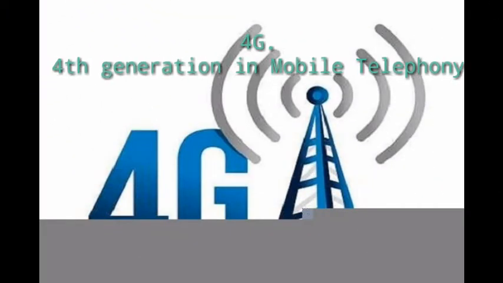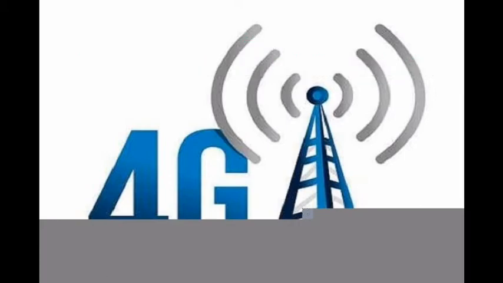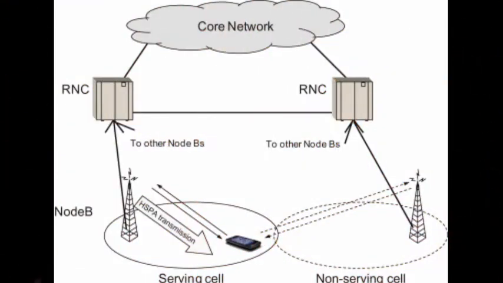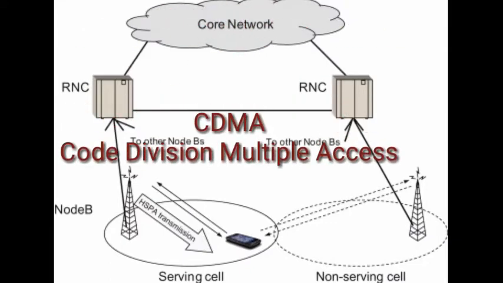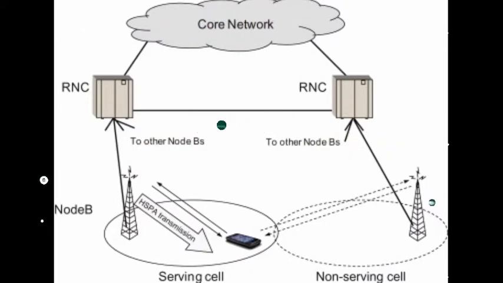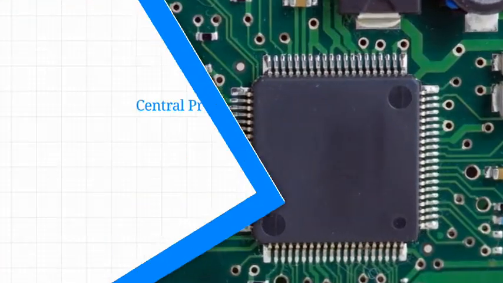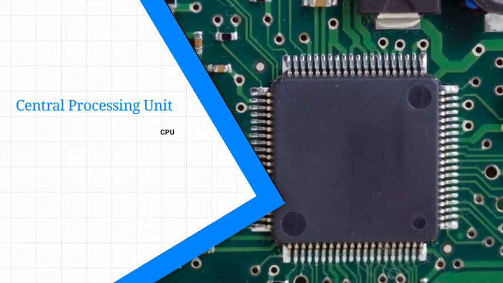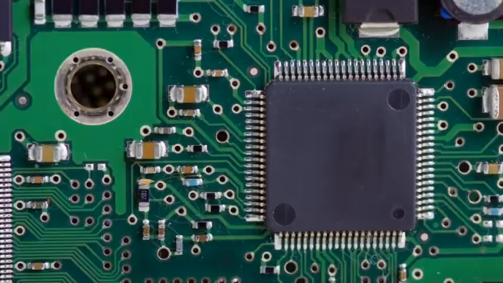Let's start with 4G, which means fourth generation in mobile telephony. Next, we have CDMA, which is also known as Code Division Multiple Access. We have the CPU, which is Central Processing Unit, known as the brain.